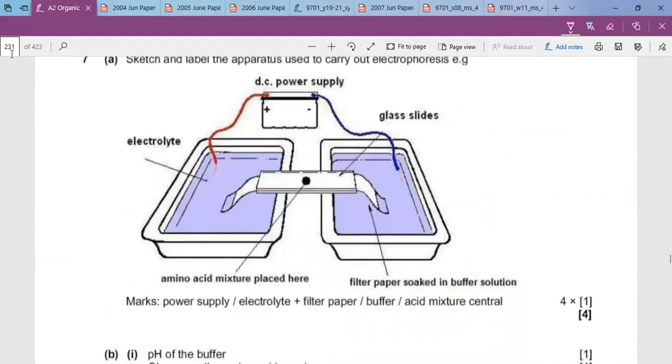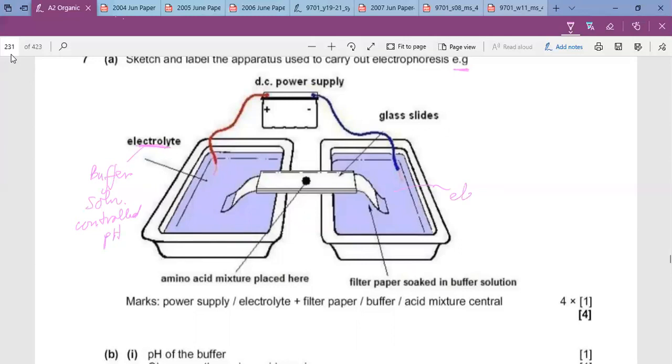Sketch and label the apparatus used for electrophoresis. This is just an example. Very simple. There are 2 trays here, which hold the electrolyte. Why electrolyte? That means it's liquid. Actually, it's aqueous water and a buffer solution. The electrolyte is a buffer, and the pH is important. You do buffers later in your A2 physical chemistry. A buffer solution means you control the pH. You want the pH to be either acidic, neutral, or alkaline, up to you. So these 2 parts here are your electrolyte.